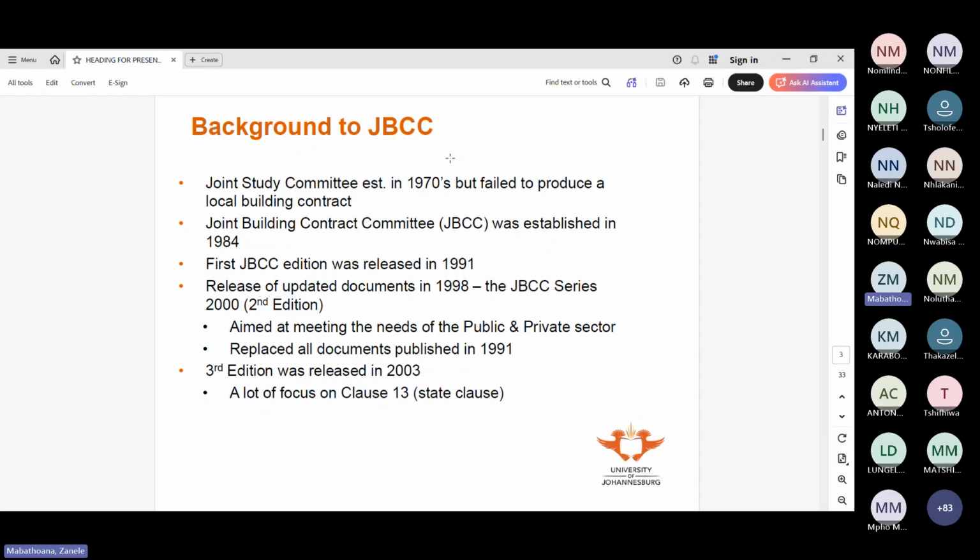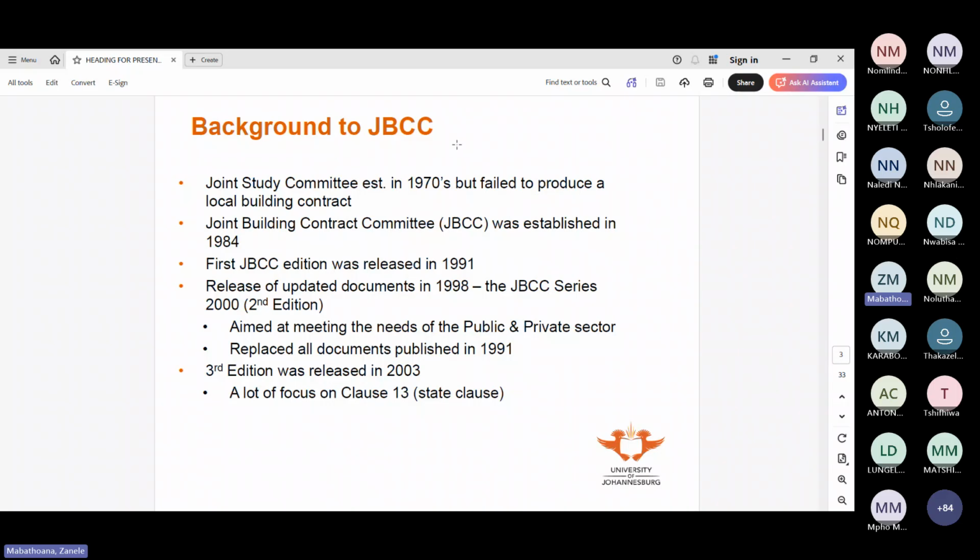The whole idea was for it to meet the needs of the public and the private sector, because the public sector, which is government, the Department of Public Works, is your biggest client in the construction industry, because they have the biggest budget when it comes to infrastructure. And this edition replaced all documents of 1991.